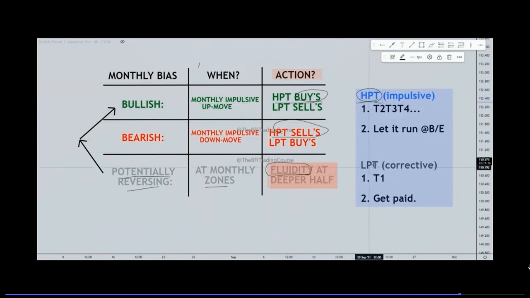Now you can also take an LPT. Maybe you're trying to catch a little retracement, and you know it's a little retracement and LPT stuff, corrective. You need to know how to handle that as well. But the monthly is where we decide what is what. You can't go on the smaller stuff and decide if it's HPT or LPT.